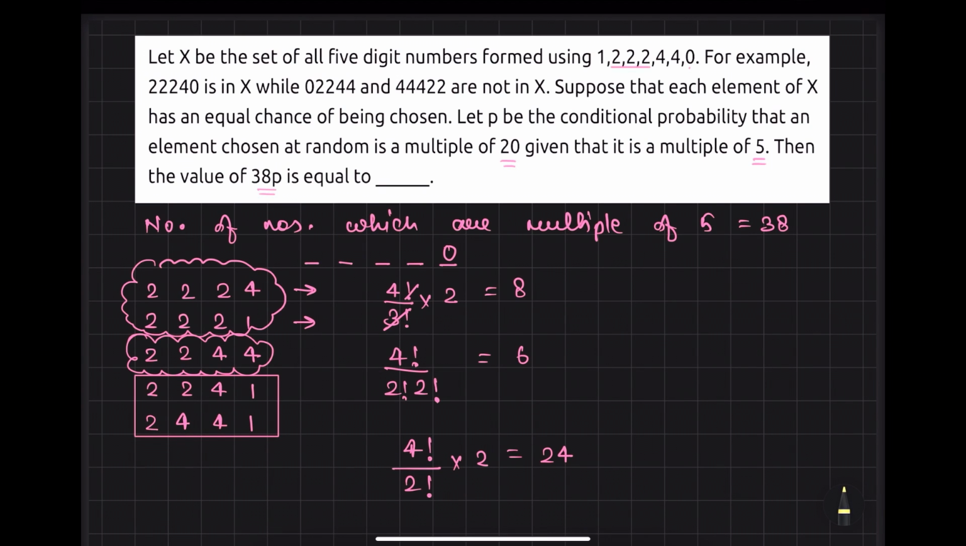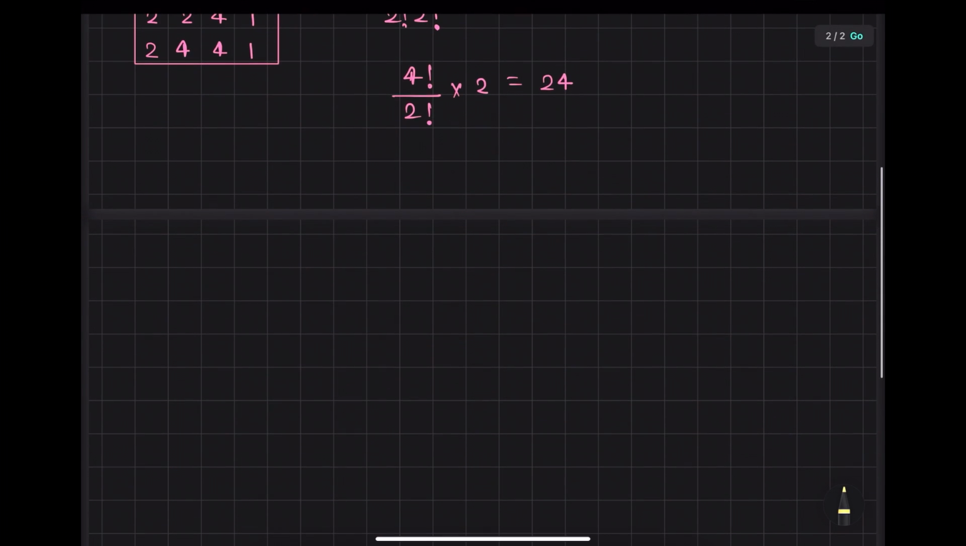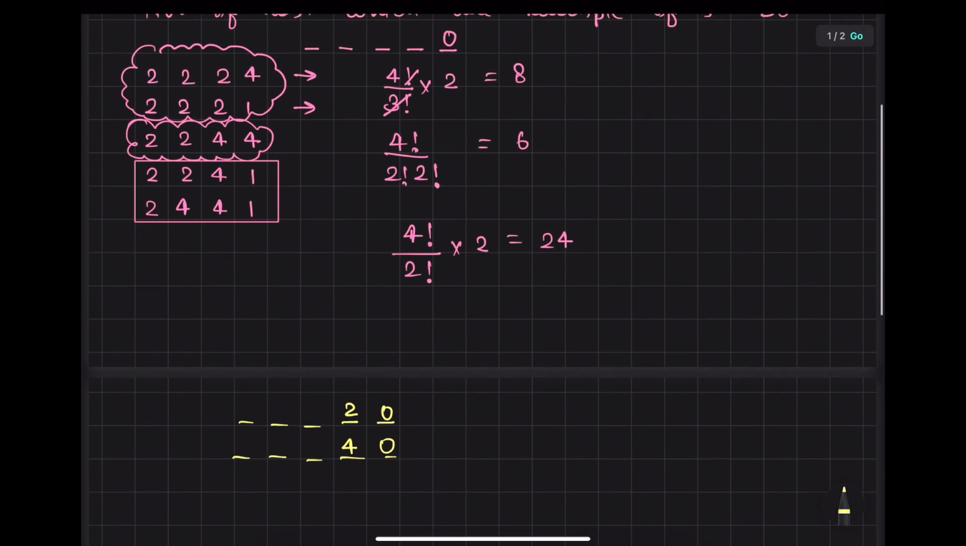I hope till this part you guys are okay. Now we have to find the number of numbers divisible by 20. Divisible by 20 means the unit digit should be 0 always, and the tens place can be 2 or 4. You have no other choice, and you have to make a 5-digit number. Now be focused.